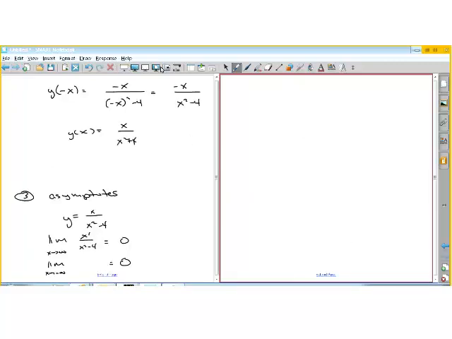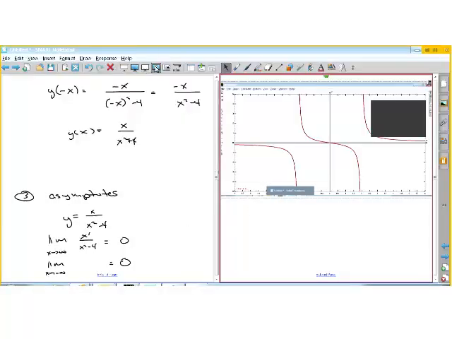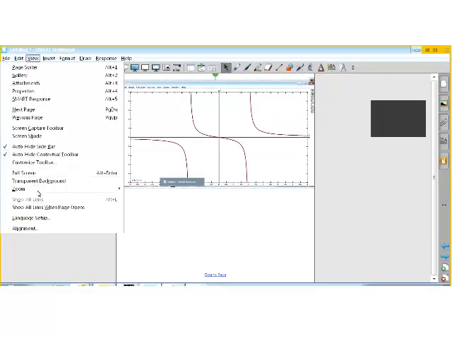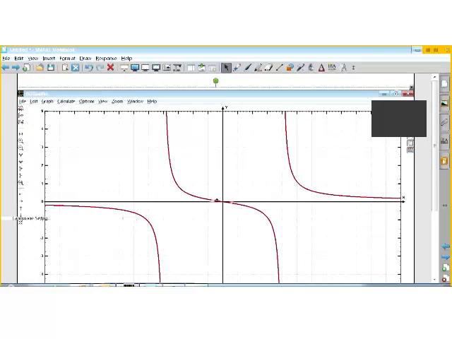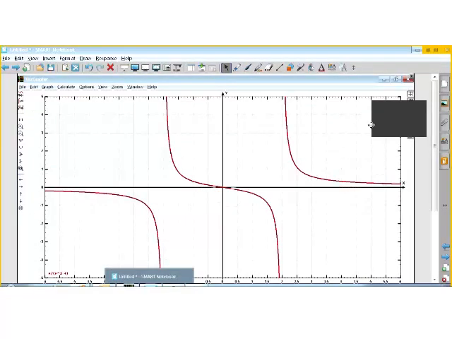So I'm going to add a page, and then we're going to graph it and take a picture. So what's the function? y equals x divided by x squared minus 4. Okay, I need to zoom in. Okay, so there we go. And we'll take a picture of that. Actually, you didn't see that, but it doesn't matter because here it is. And let me zoom in a little bit. Okay, so there you go.